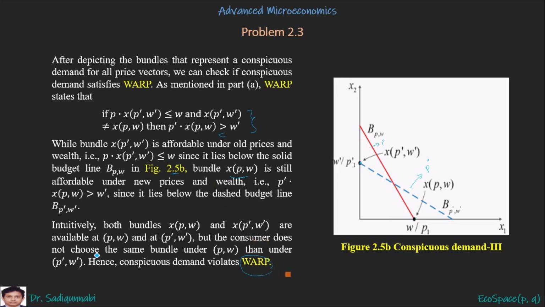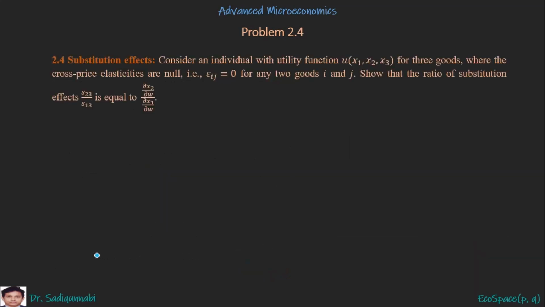What about problem number 2.4? This is about substitution effect. Consider an individual with utility function U of x1, x2 and x3 of 3 goods, where cross price elasticity epsilon ij for any 2 goods i and j is equal to 0. That means cross price elasticity is equal to 0.